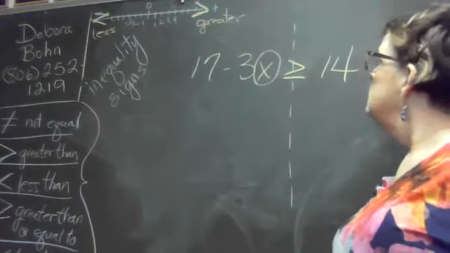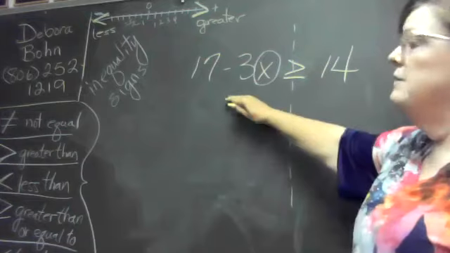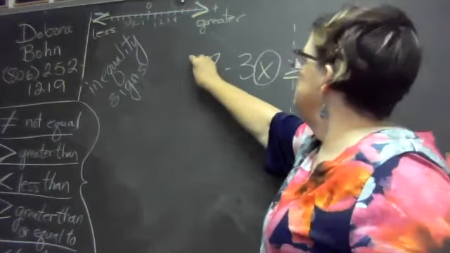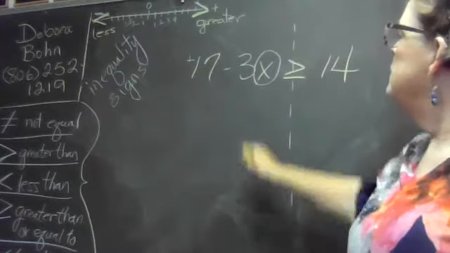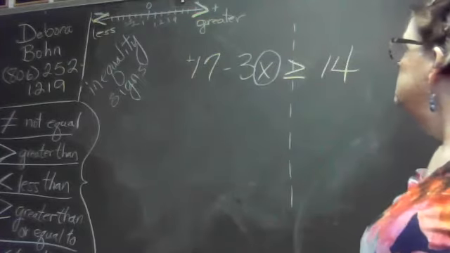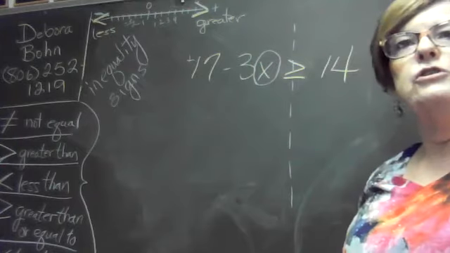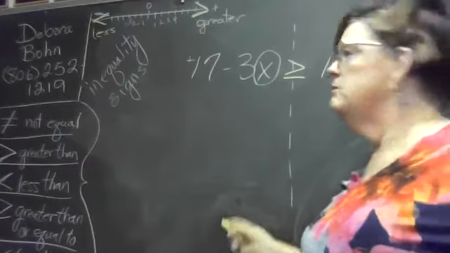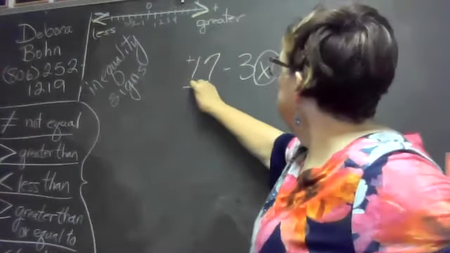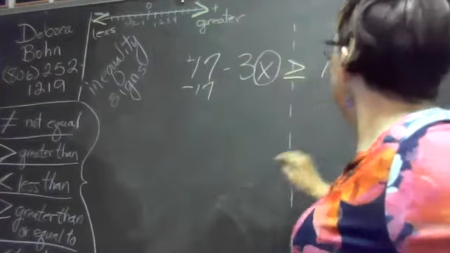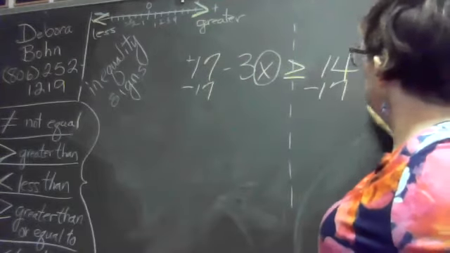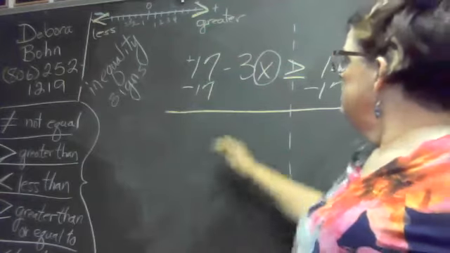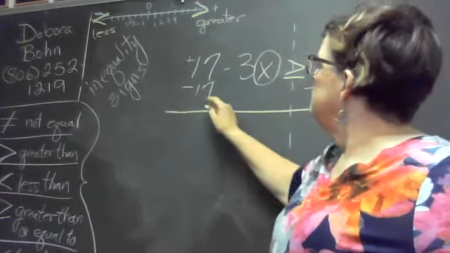When we're focused on this side and we say we've got to get rid of the 17, it's a positive 17 because there's nothing there. And we need to get rid of the negative 3. Which one do I get rid of first? The 17, because of the best friend scenario. It's a plus 17, so we're going to subtract 17, and we have to do the same thing on the other side.